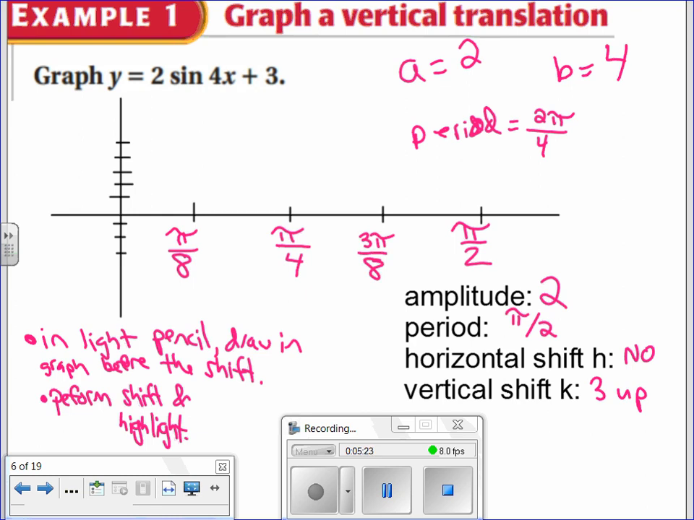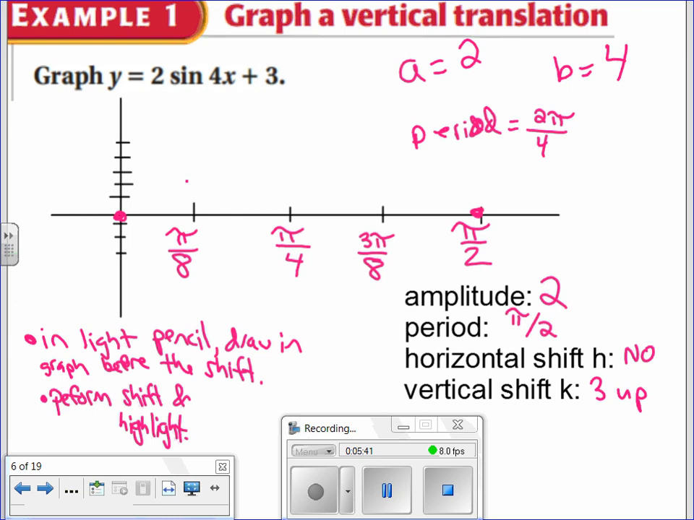So at this point, you're using really, really light pencil. This is not our final answer. This is just what it looks like before it shifts up 3. Okay, makes sense? I don't have a light pencil capability on the smartboard, so I'll just use pink. We're gonna start at 0. We're gonna end at 0. That's what sine graphs do.